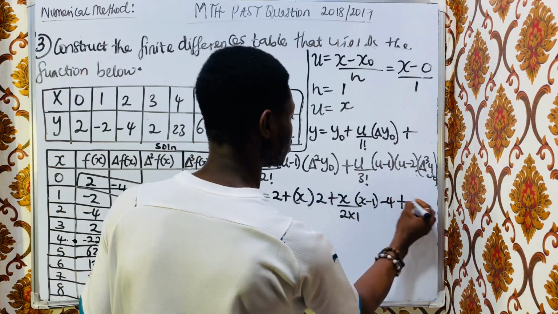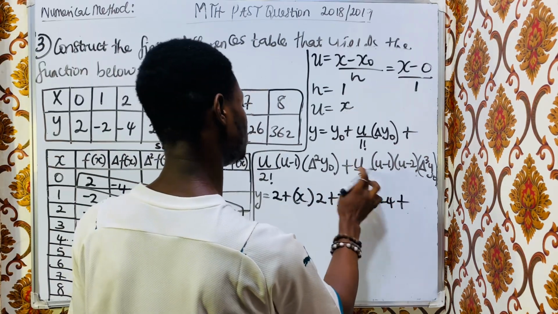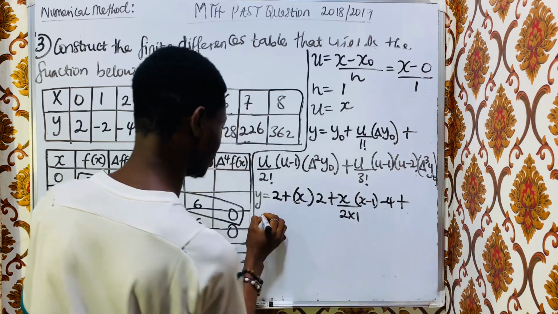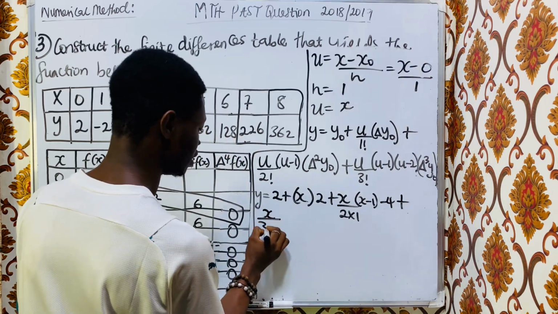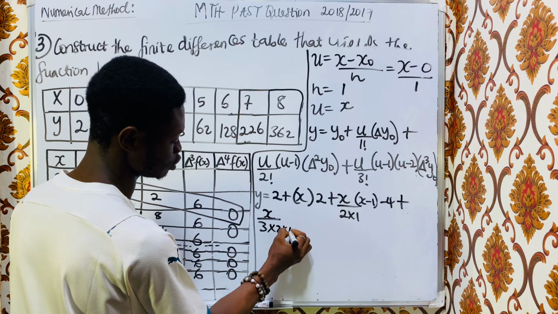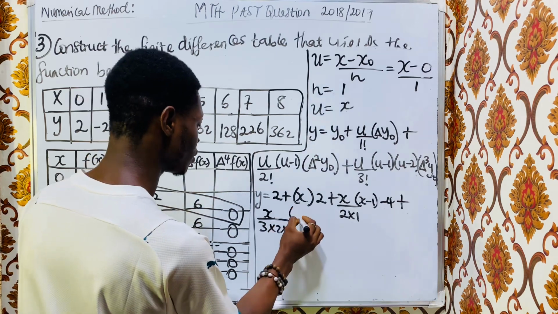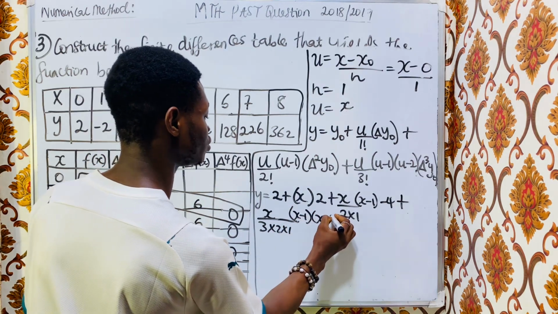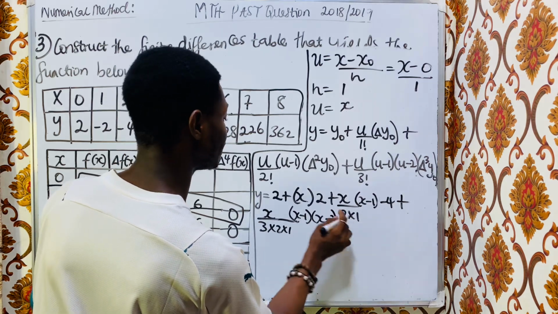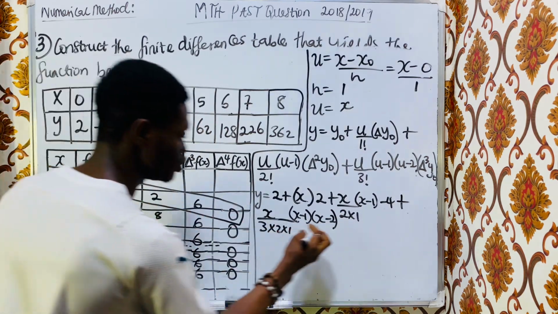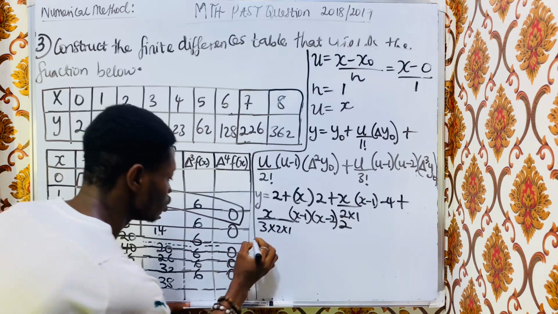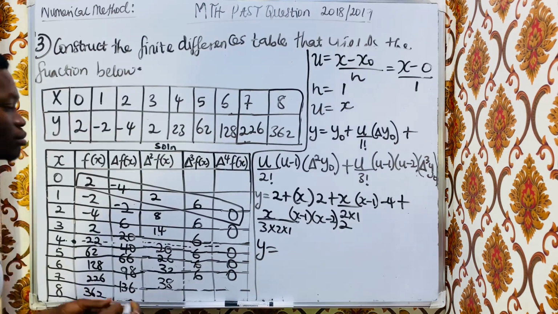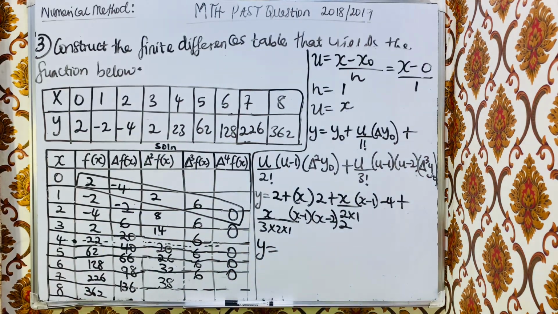So plus our u, let me write it here. Our u is x over 3 factorial, which is 3 times 2 times 1. Then times our u, which is x minus 1, x minus 2. Then our delta cubed y naught is this 2. Then times 2. So our y will be, I hope you can see it.